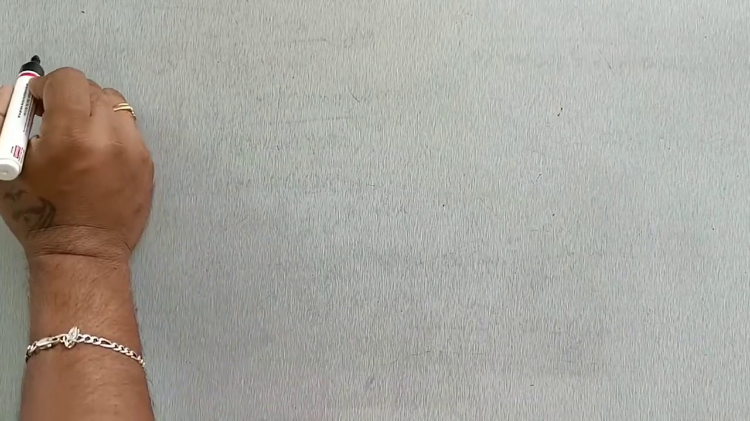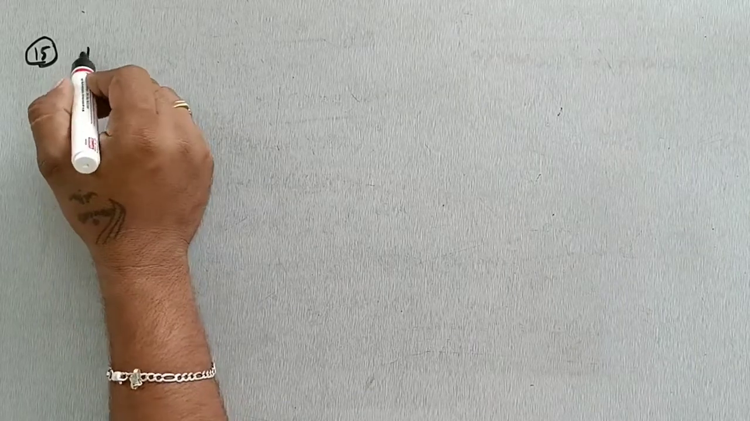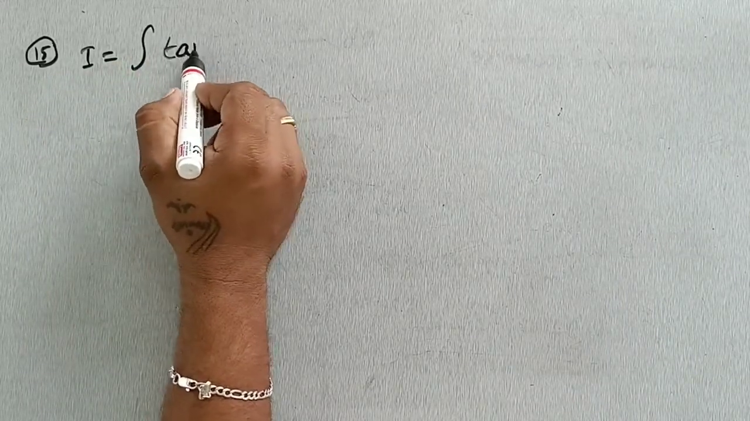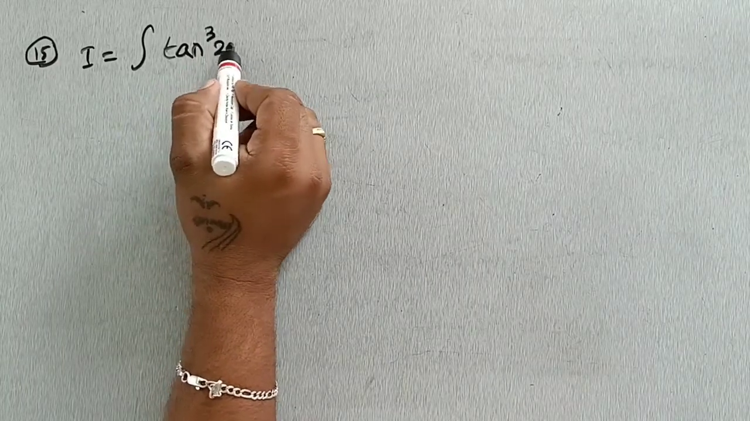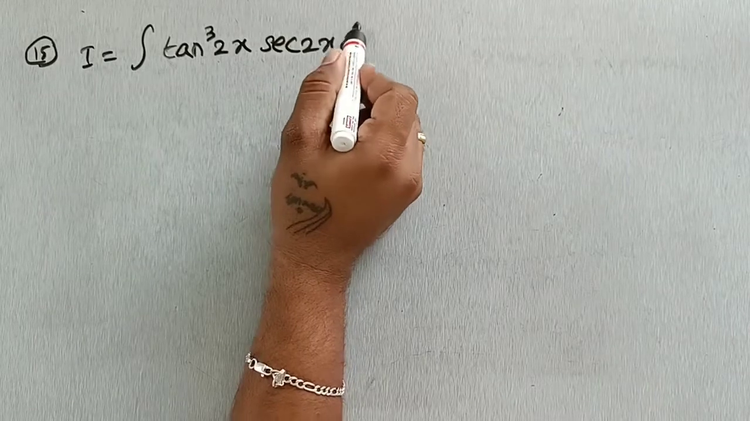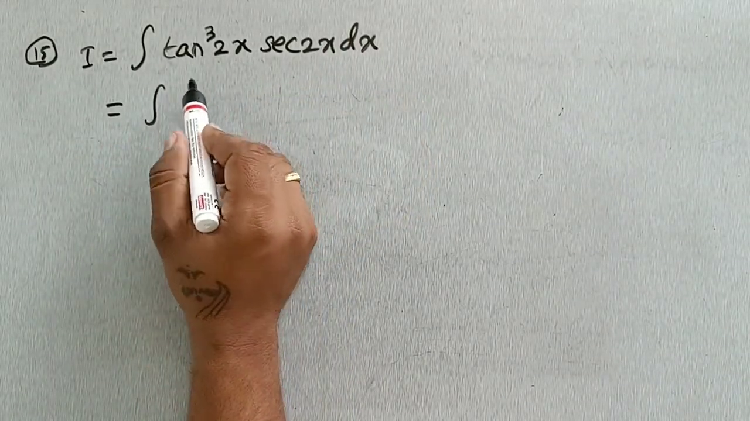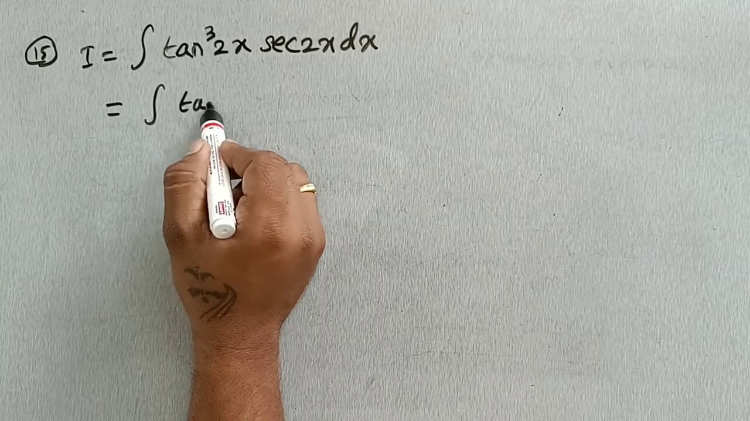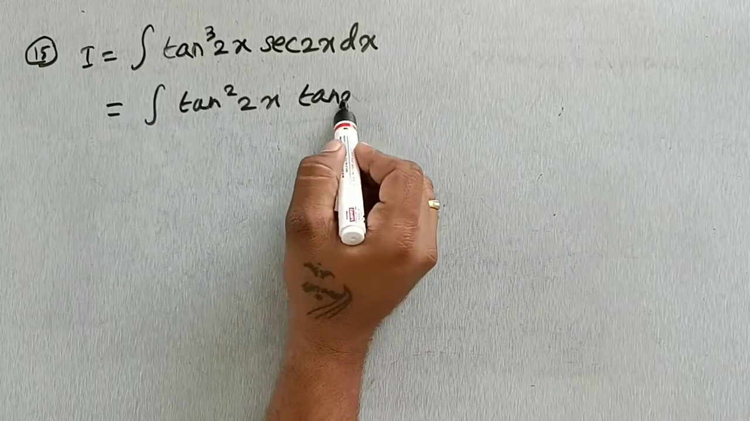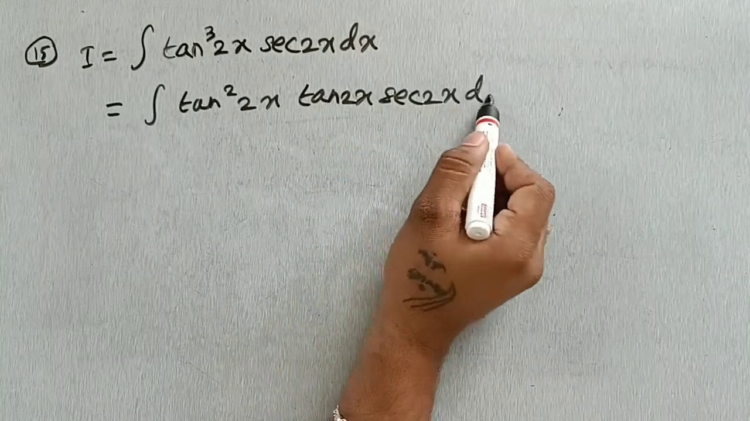Next question, question number 15. So the 15th question, what is given? I equals integral tan cube 2x into secant 2x dx. So this I am going to write. This tan cube 2x can be split as tan square 2x into tan 2x into secant 2x dx.